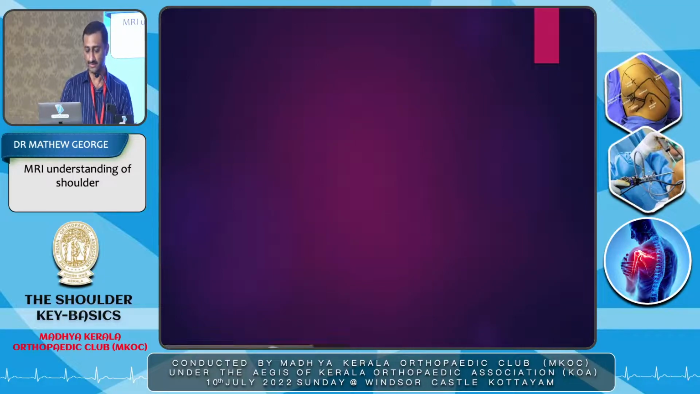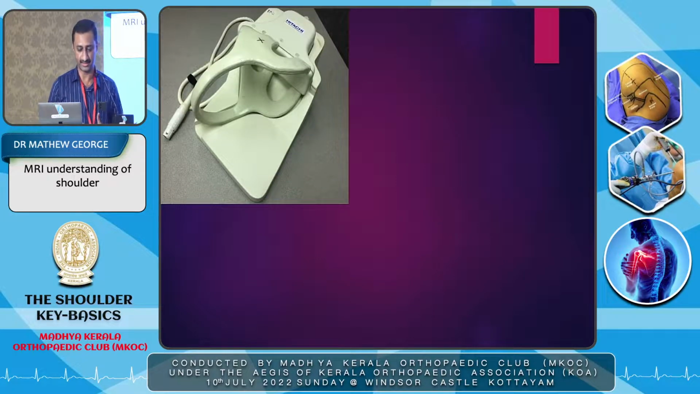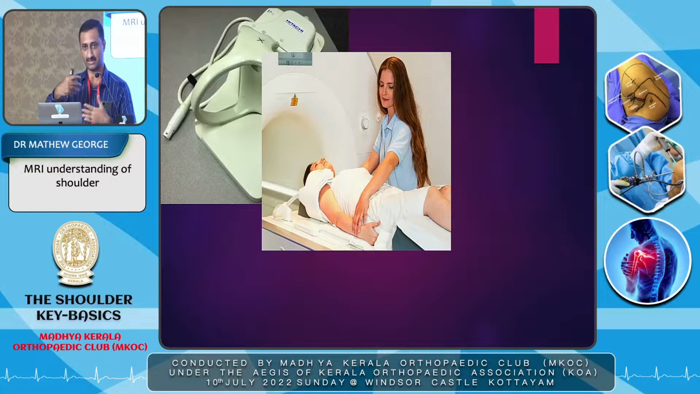Now, coming to the positioning and technical aspects. What you see here is a coil. This is the thing through which the pulses, the signal, are sent into the shoulder, and it also receives. This has to be carefully placed over the shoulder being imaged, and the patient has to be positioned in the neutral position, where the upper arm is just against the body and the thumb facing up. So that's the neutral position.